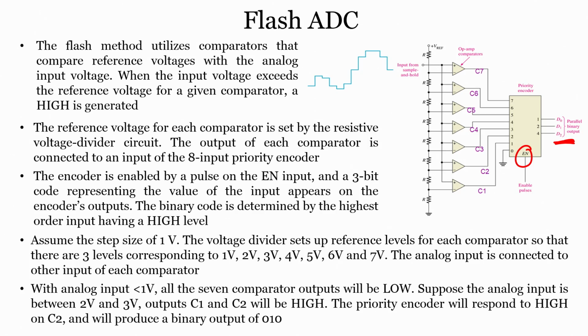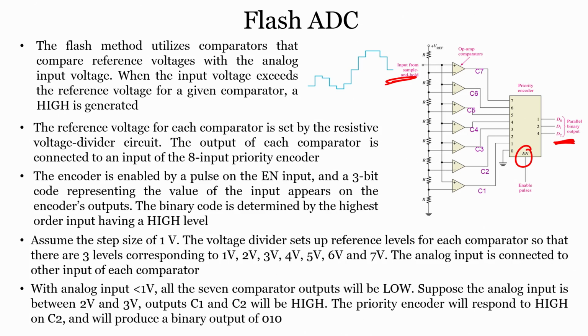Now, assume a step size of 1 volt. The voltage divider sets up reference levels for each comparator, so that there are levels corresponding to 1, 2, 3, 4, 5, 6 and 7 volts. The analog input is connected to the other input of each comparator. Now, you understand this question. With an analog input less than 1 volt, all 7 comparators will be low. What we are saying is, if you have a step size of 1 volt and the voltage divider is set for all comparators, so it is 1, 2, 3, 4 until 7, then what will happen if the analog value from the signal is less than 1 volt? All the comparators would be low, right. So, the output will be 0.